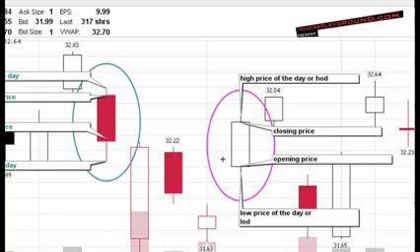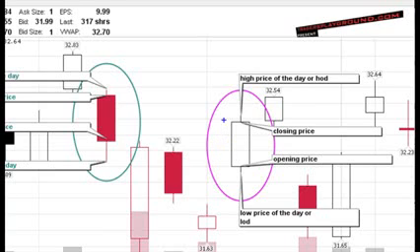So every candle tells you a story. And this story is where the stock opened, where the stock closed, where the low of the day was, and where the high of the day was. In order for a candle to be white and hollow like this one, the closing price of the day must be higher than the opening price of the day. Also, it must be higher than the closing price of the previous candle.